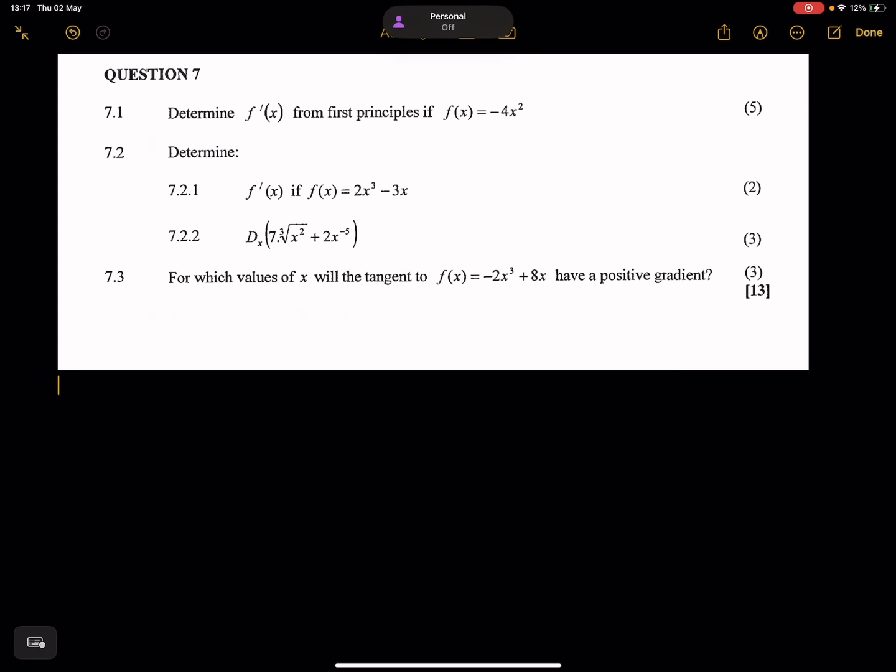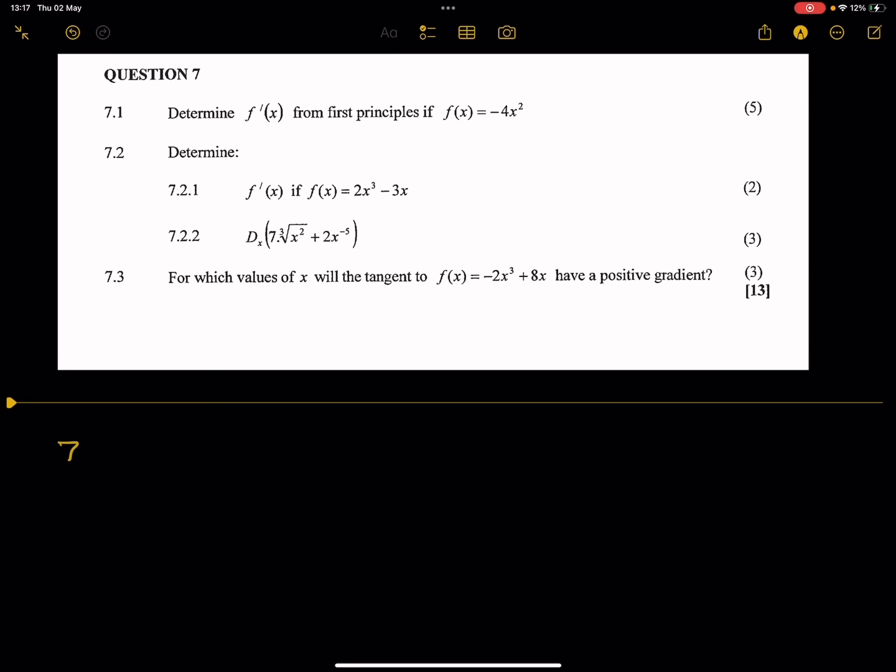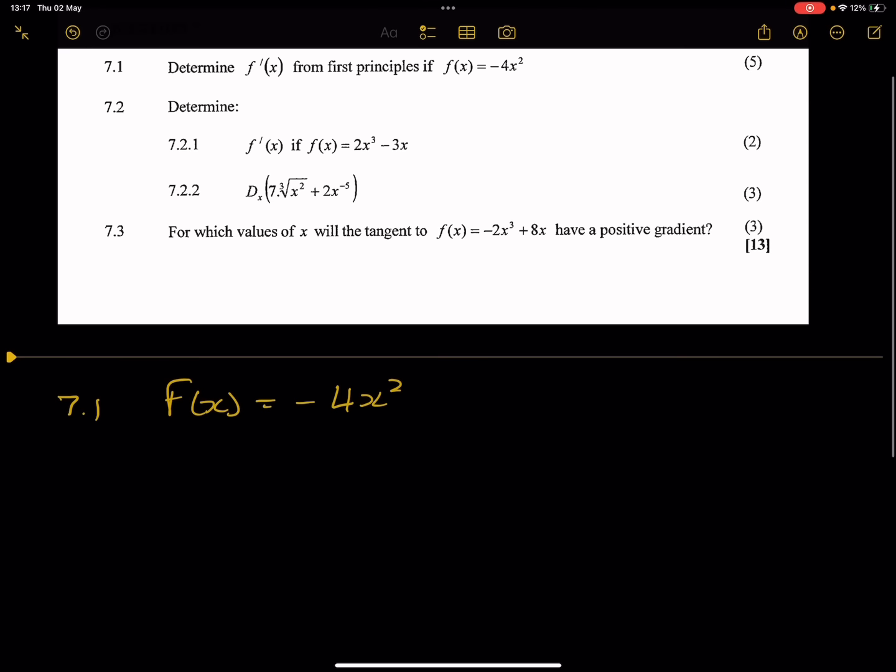All right, and off to question 7, our dear friend calculus. So we start with 7.1. They want us to find the derivative from first principles, and they've given us f of x, which is minus 4x squared. In this case, what you will always try to do is find f of x plus h, which is minus 4 into (x plus h) squared.